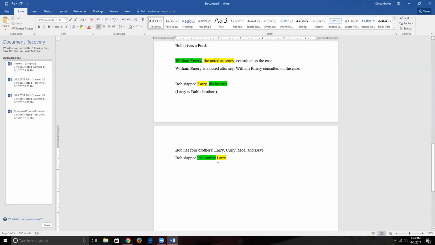Otherwise, maybe if we had left off the Larry part and we just said Bob slapped his brother, but we know Bob has 4 brothers, we don't know whether he slapped Larry or maybe he slapped Curly. He could have slapped Mo. He even could have slapped Dave. So, we have some information about the situation, but we don't have that much. Adding the Larry gives us a lot more clarity. And so in this situation, this isn't just nice to know information, it's essential for us to figure out what's going on. It gives us more data to make sense of this sentence.